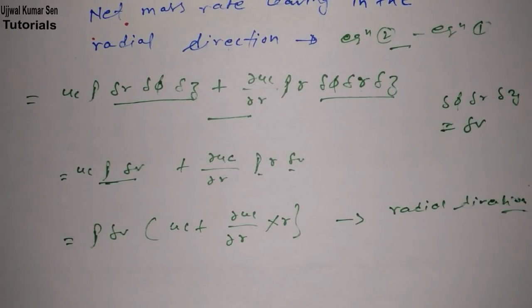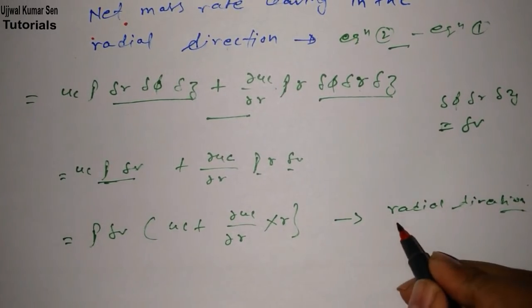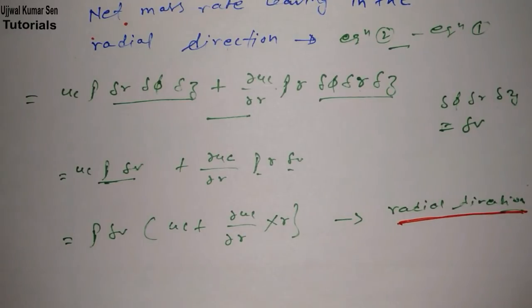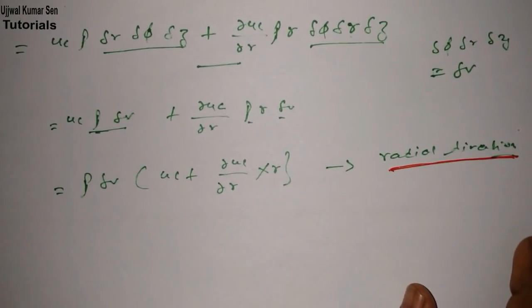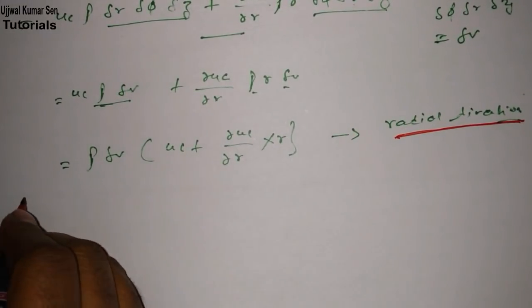Now think of yourself. We have done the equation for only one direction, that is the radial direction. Now what we have to do? Now we have to do it similarly for the phi direction as well as the z direction. We have to do the equation for both other directions. So let's go for it.